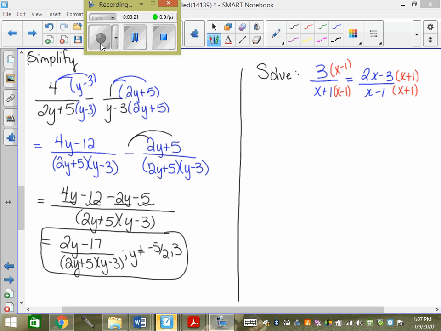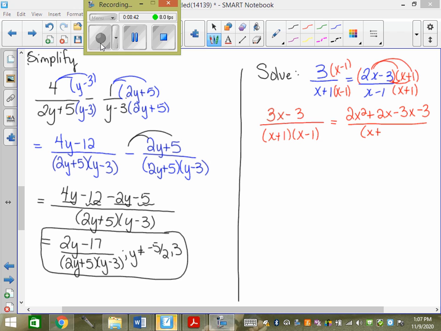So I distribute the top, I get 3x minus 3, and the denominator is x plus 1 times x minus 1. Equals, need to FOIL, 2x squared plus 2x minus 3x minus 3, over x plus 1 times x minus 1. Now we have the same denominator, so we can just say numerator must equal numerator. So 3x minus 3 equals 2x squared minus x minus 3.